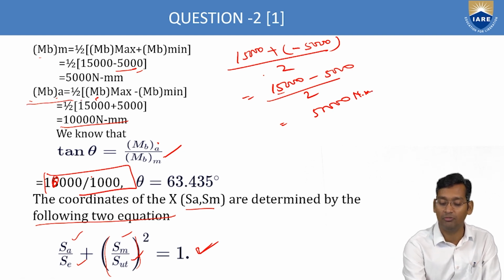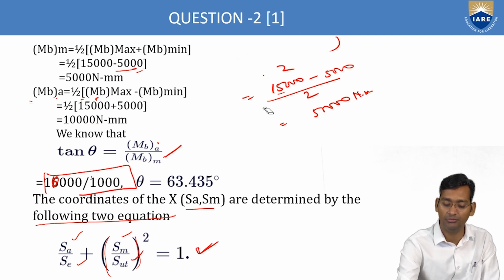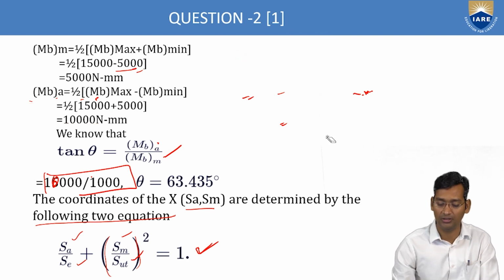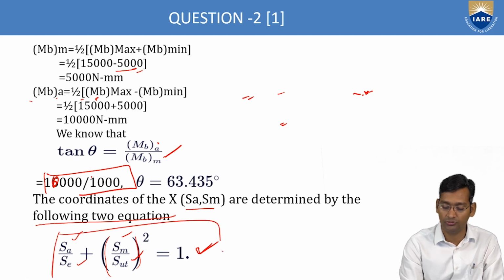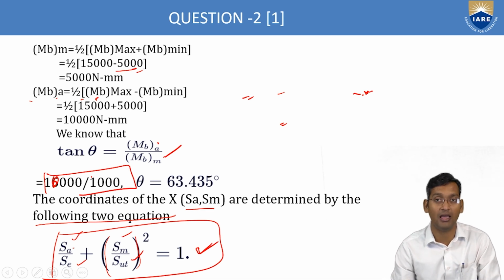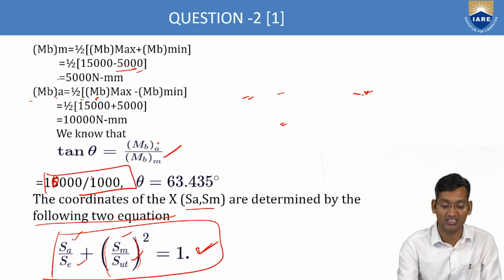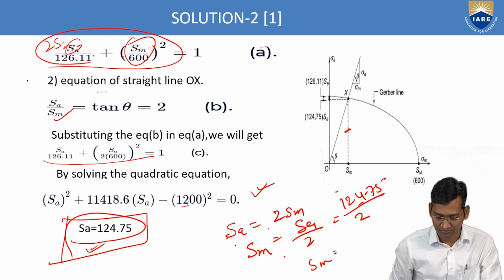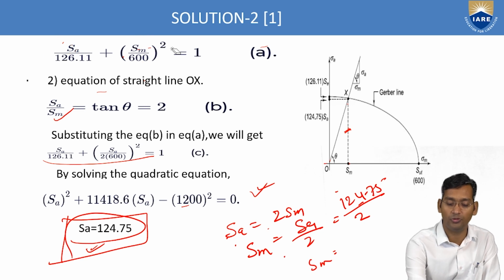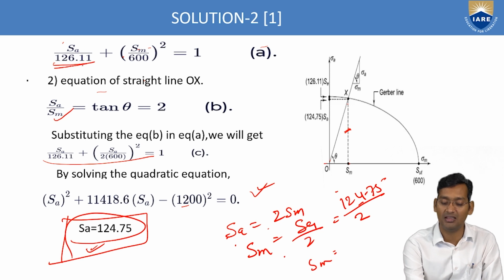Similarly, MBA is MB max minus MB min. This time minus of minus gets added, and then MBA will be 10,000 Newton. So from here now apply the Soderberg equation. In terms of SM and SA, we have to find SA, because we found Se. So just put the value: SA by Se plus SM by 600, whole square.